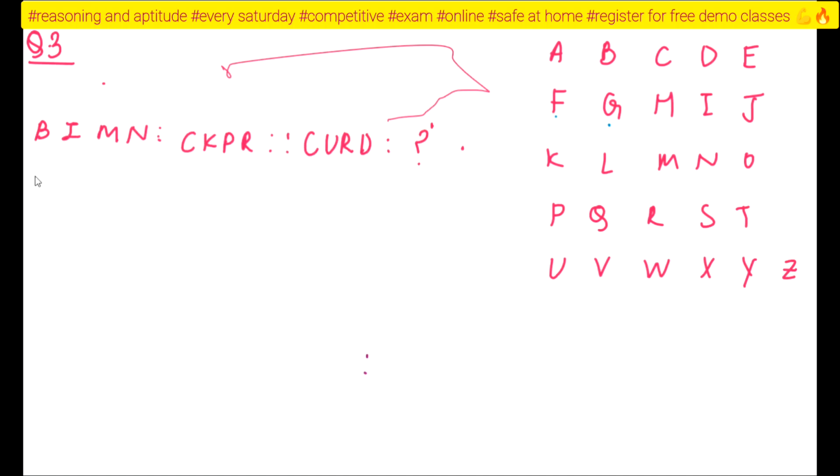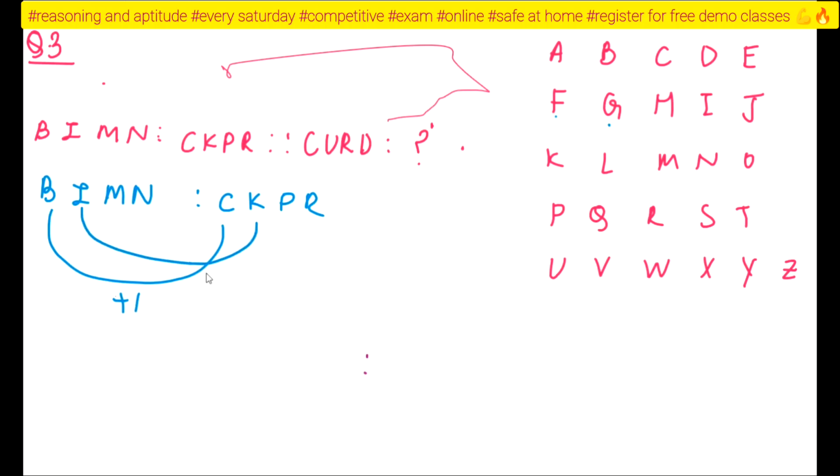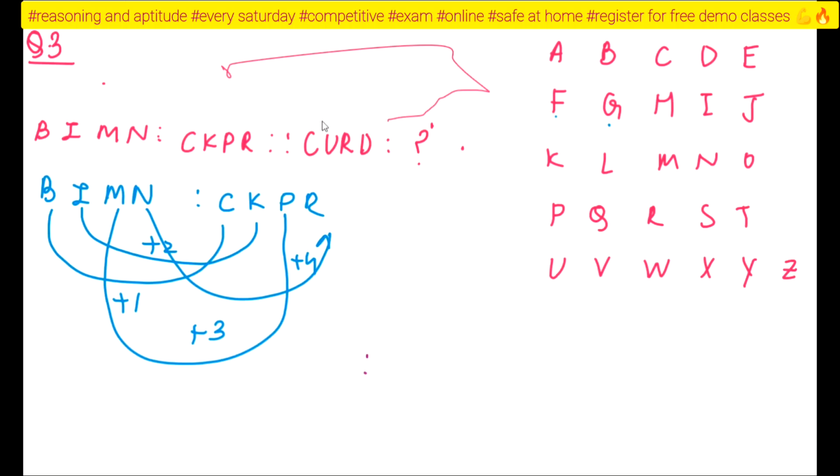Right? BIMN is to CKPR, then what it will be the answer for the last one? Use this alphabet arrangement and find out the value. Okay, good. B plus 1, plus 2, plus 3 and plus 4, right? So according to this you have done this. So plus 1 is C, plus 2 is D, then plus 3 is E, and plus 4 is H. This one is your answer.